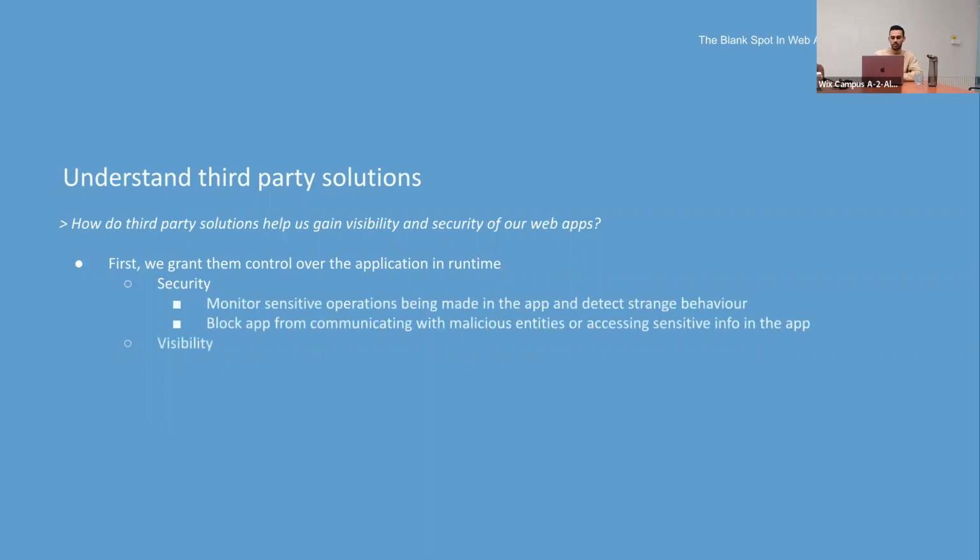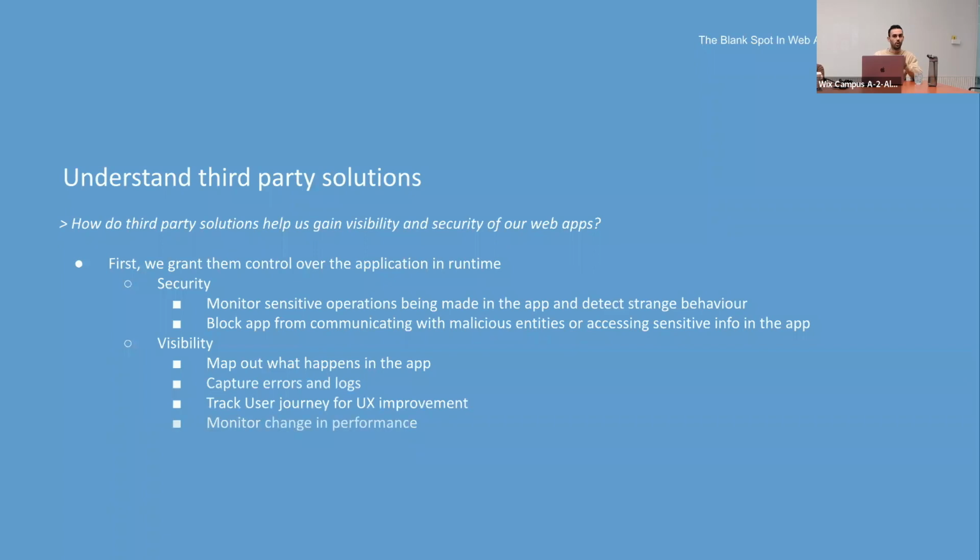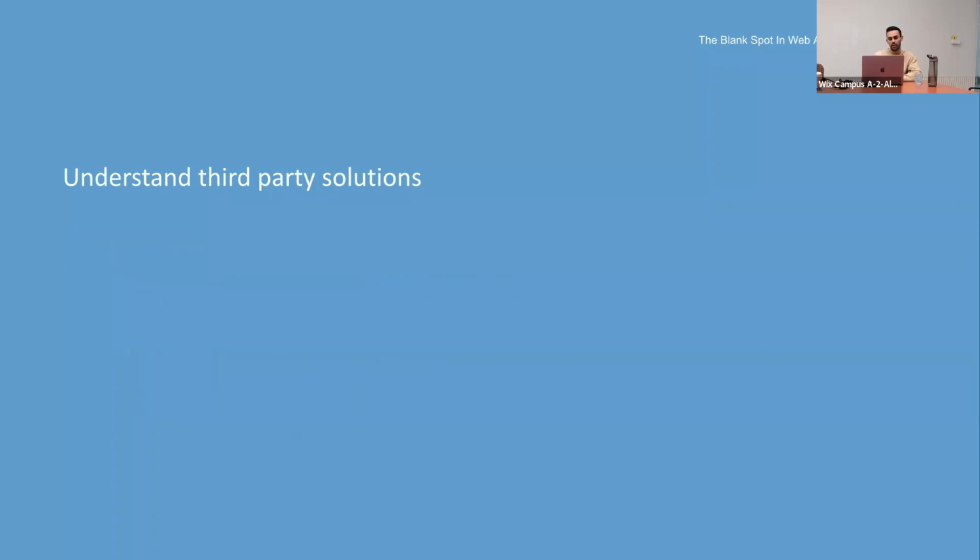And in terms of visibility, you have also a lot of interesting examples. You can use those third-party services to map out what happens in your application. You can capture errors and logs. You can track the experience of the user and make sure that the level is maintained. Same goes for performance. You can monitor the performance of your application. And I think it is important at this point to understand how exactly those third-party solutions work.